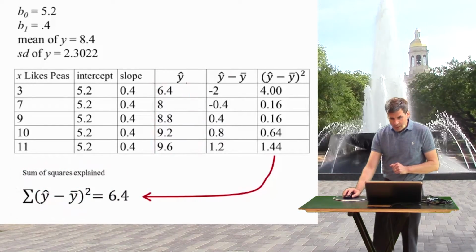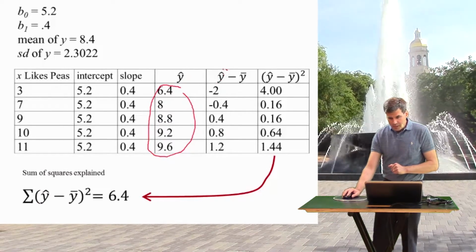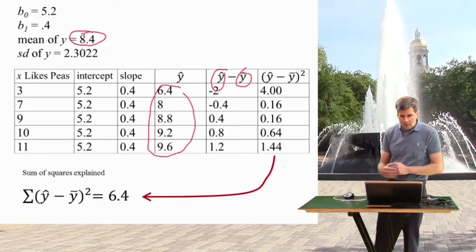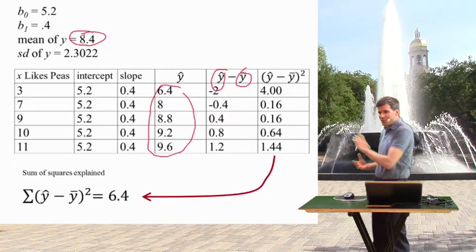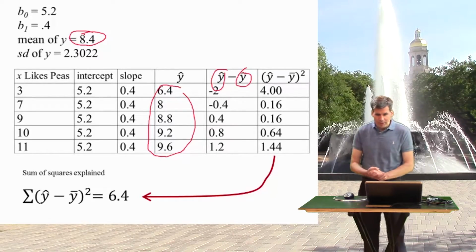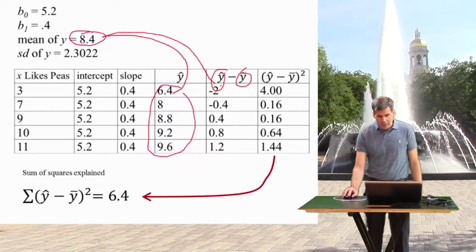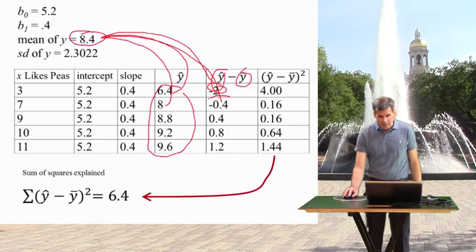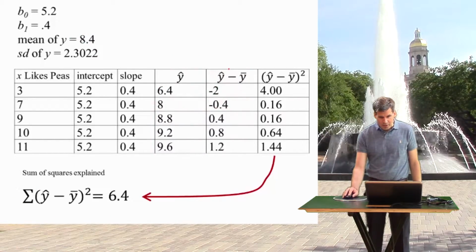So I'll do that here. I've got every person's predicted y right here, and I'll take their predicted y minus the mean of y, and I've told you up here the mean of y is 8.4. So that's been given to you. I told you the mean of y is 8.4. If I didn't tell you that, you couldn't figure this out. But because I've told you the mean of y is 8.4, we can proceed, we can figure that out. So I take 6.4 minus 8.4, and I get negative 2. 8 minus 8.4, and I get negative 0.4, and so forth. So I calculate every person's y hat minus y bar.